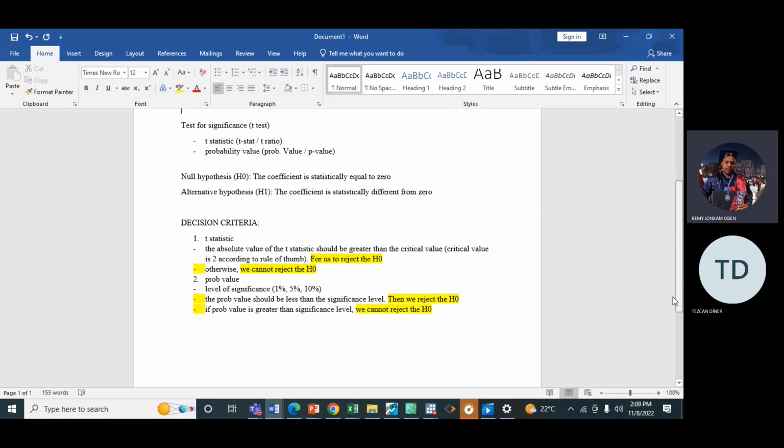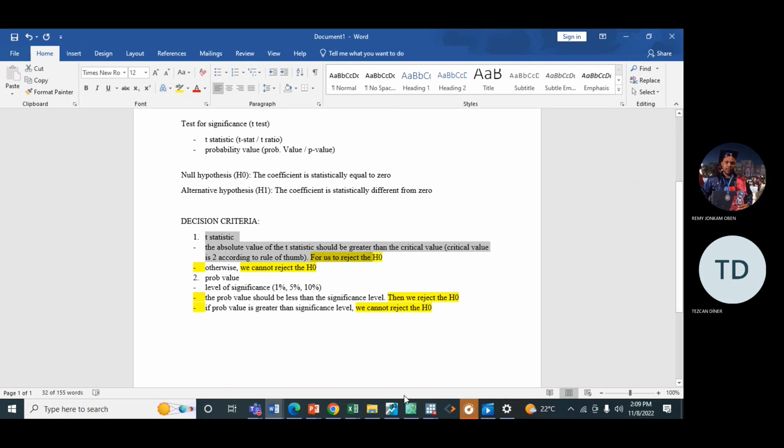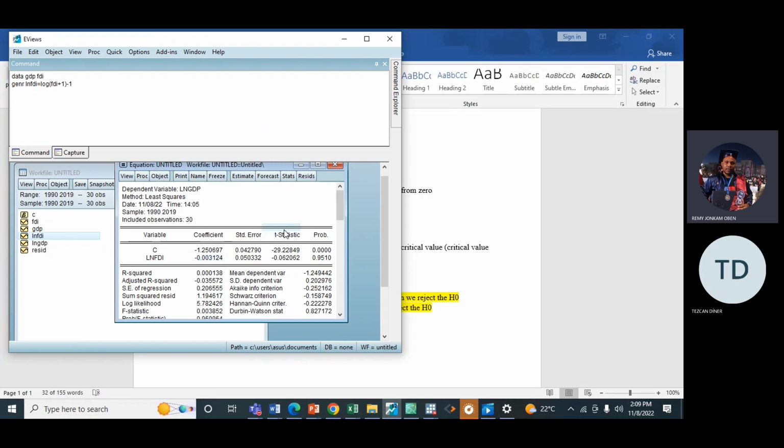Now, I'm coming back to our t-test. This is the decision criteria. So the first thing I'm going to use is the T statistic. Okay, let's go to EViews. You see here we have T statistics, right? Are you seeing T statistic? Here we have T statistic and we have probability value. We can use either of them or both of them. By the way, guys, just for your information, how do you calculate T statistic? It is coefficient divided by standard error. When you take any coefficient divided by its standard error, it gives you the T ratio or the T statistic.